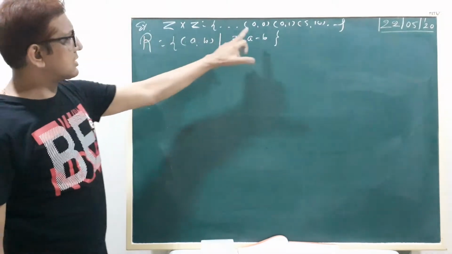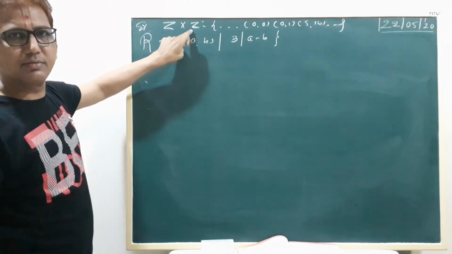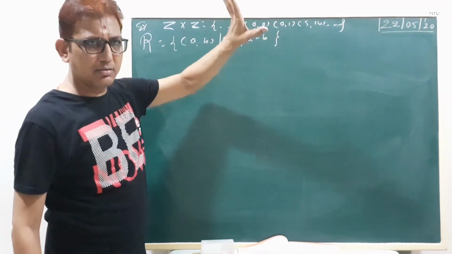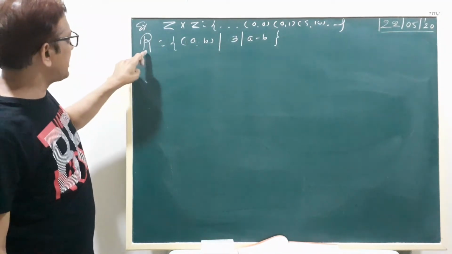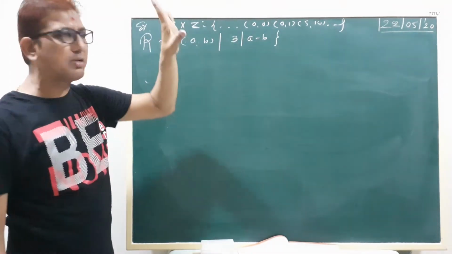Okay, we discuss another sum. Here we write Z cross Z. This is our universal set, an infinite set. Our relation R is equal to the set of (a, b) such that a minus b is divisible by 3.